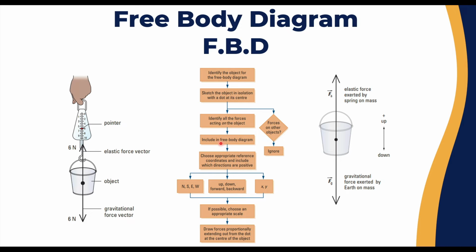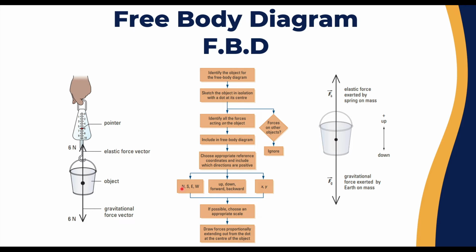You include in the free body diagram, and you choose the appropriate reference coordinates and include which direction is positive and which direction is negative. You can see here we had the convention upward is positive, downwards is negative, and based on that you can do your analysis as we will learn moving forward. You can use either the Cartesian x and y coordinates. You can use up and down, forward and backward, right and left to set your convention of signs. Then you can use as well north, south, east and west.